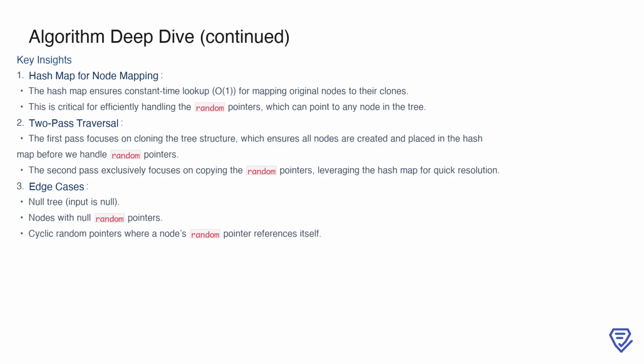Third, it's important to handle edge cases carefully. For example, the input tree could be null, certain nodes might have null random pointers, or a node's random pointer might point back to itself, creating a cycle. These scenarios must be addressed to ensure the solution is robust.